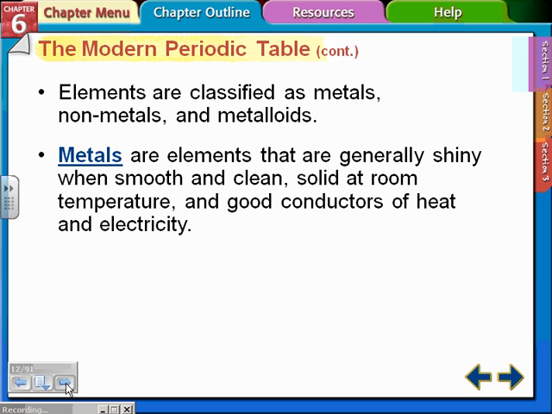And the characteristics of metals: they're shiny and they are normally solid at room temperature. The exception to that is mercury. They're also good conductors of heat and electricity. That's why we use them for wiring and things like that.